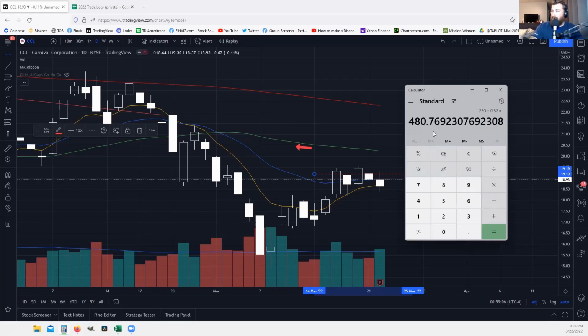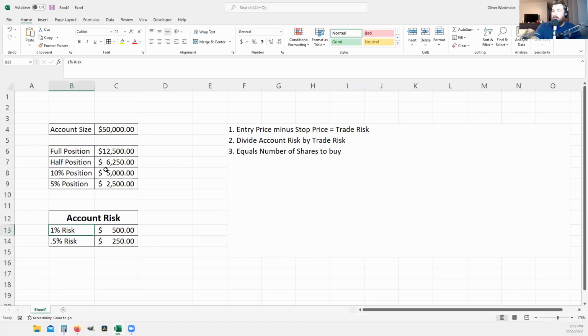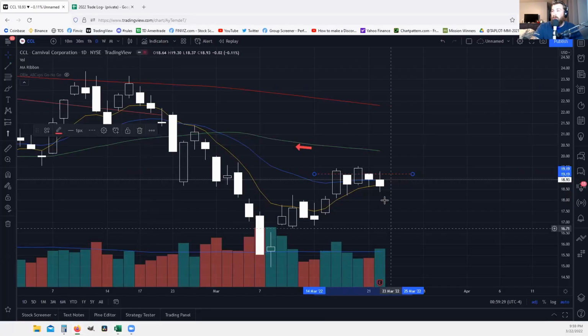Okay, so you want to divide your account risk by the 52 cents. And you can put on 480 shares. So let's do the math here. 480 times 19.19. Let's see what that does. Okay, there you go. This is a good example. So you would actually put on somewhere in between a half and a full position. Very good risk reward, good risk management.